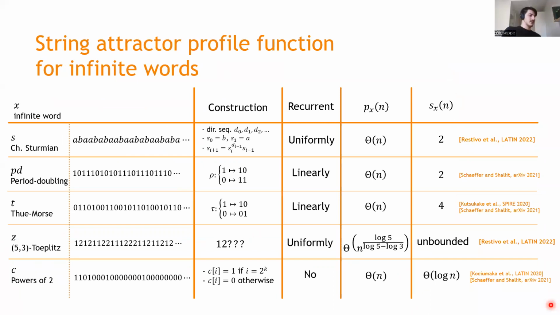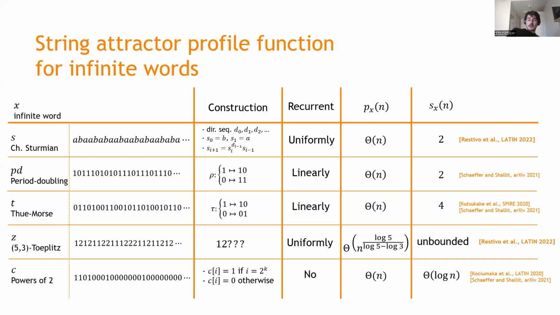a table with some results with respect to the string attractor profile function. One of the results that we obtain is that for all characteristic Sturmian words, which we know are uniformly recurrent and also have linear factor complexity, we have found a string attractor of size 2 for our prefixes. And Schaeffer and Shallit, for the period-doubling word, the Thue-Morse word and the characteristic sequence of the powers of 2, proved these results.